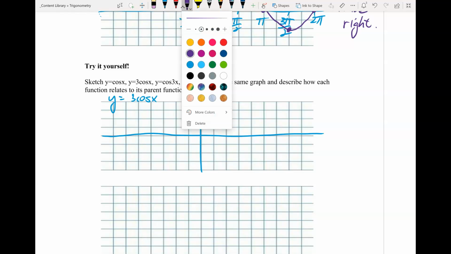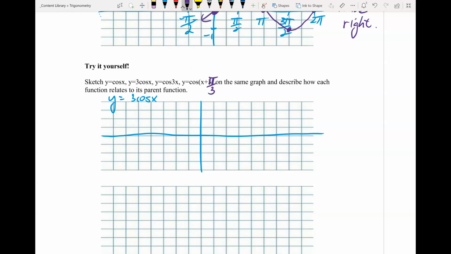And I only gave you 2 pieces of graph, so you're going to have to draw them on top of each other. I'm going to draw y equals 3 cos x first, and then on the same graph or grid, I'm going to draw y equals cos 3x. So for y equals 3 cos x, your amplitude just changes. Your increments in your x values don't change.